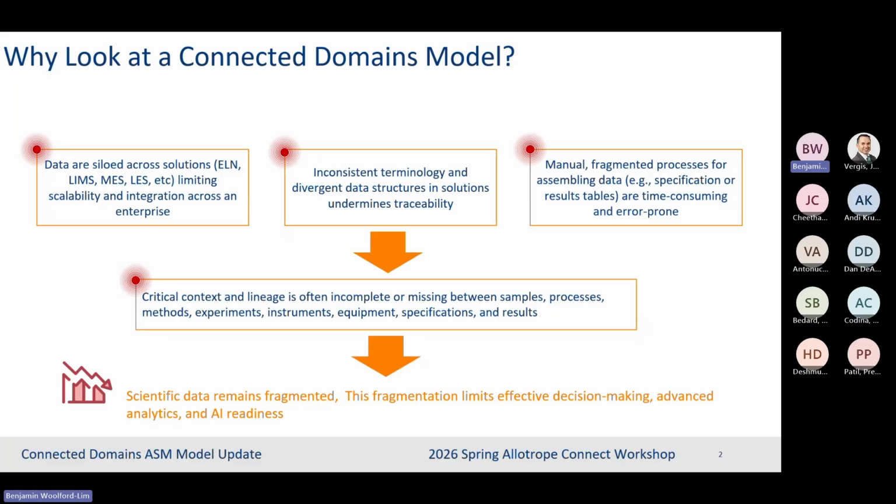Different systems across companies, but even different systems within a company. And because you have different systems, you have inconsistent terminology and divergent data structure. And that usually means that assembling the data is complicated and error-prone. And if that assembly is complicated and error-prone, then critical context and lineage is often incomplete or missing. And that means our scientific data remains fragmented. This fragmentation limits decision-making, AI readiness, etc.